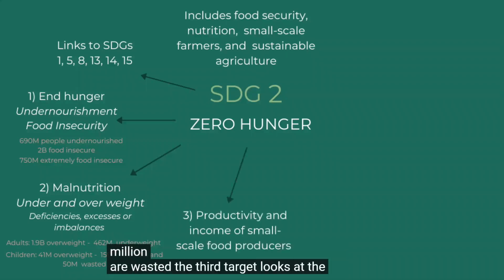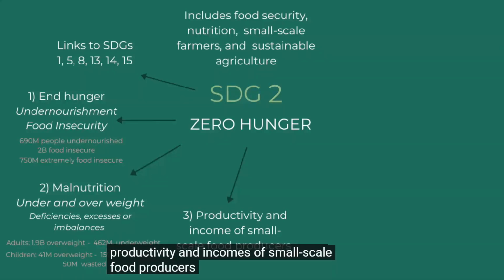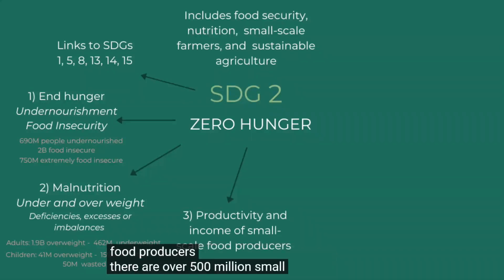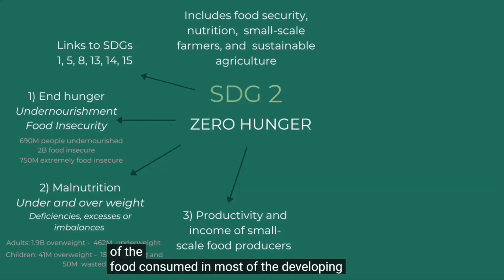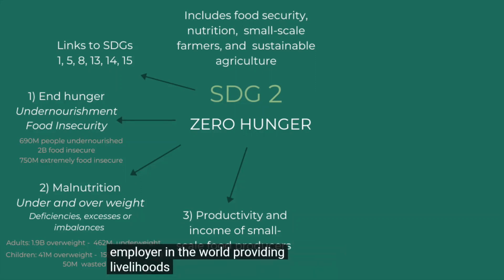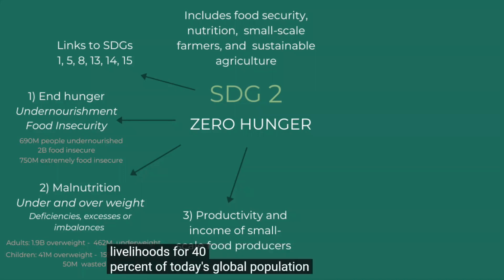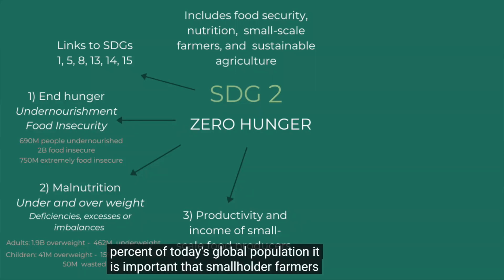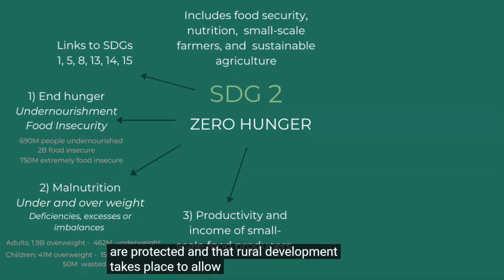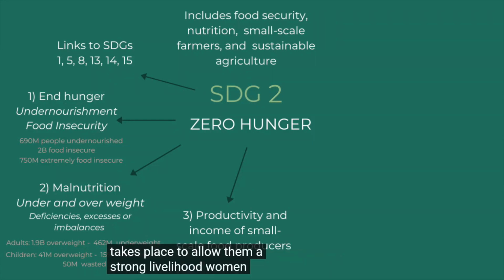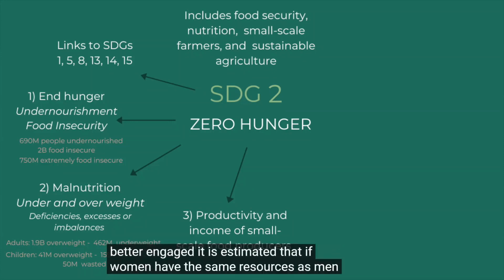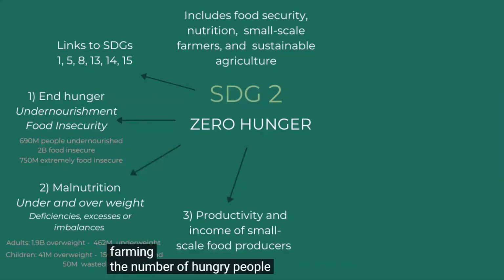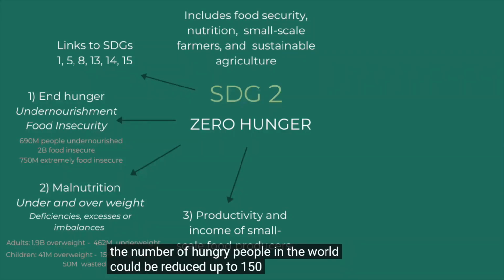The third target looks at the productivity and incomes of small-scale food producers. There are over 500 million small farms worldwide that provide up to 80% of the food consumed in most of the developing world. Agriculture is the single largest employer in the world, providing livelihoods for 40% of today's global population. It is important that smallholder farmers are protected and that rural development takes place to allow them a strong livelihood. Women also need to be better engaged. It is estimated that if women had the same resources as men in farming, the number of hungry people in the world could be reduced up to 150 million.